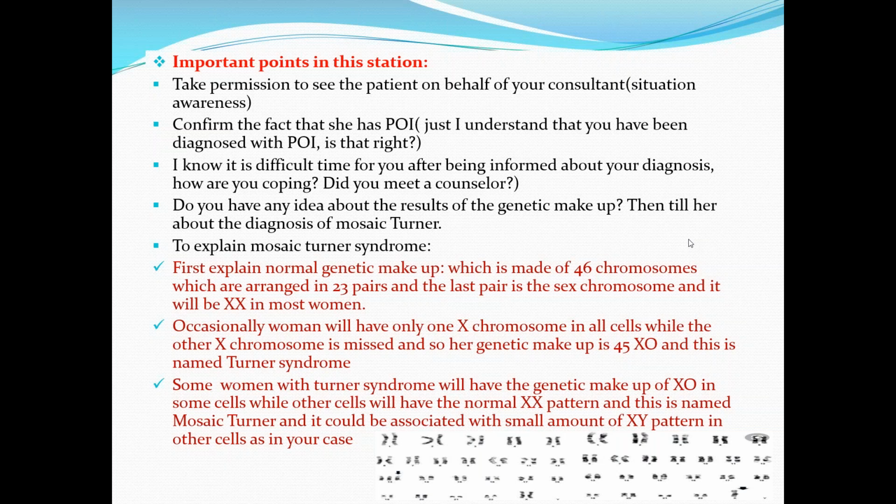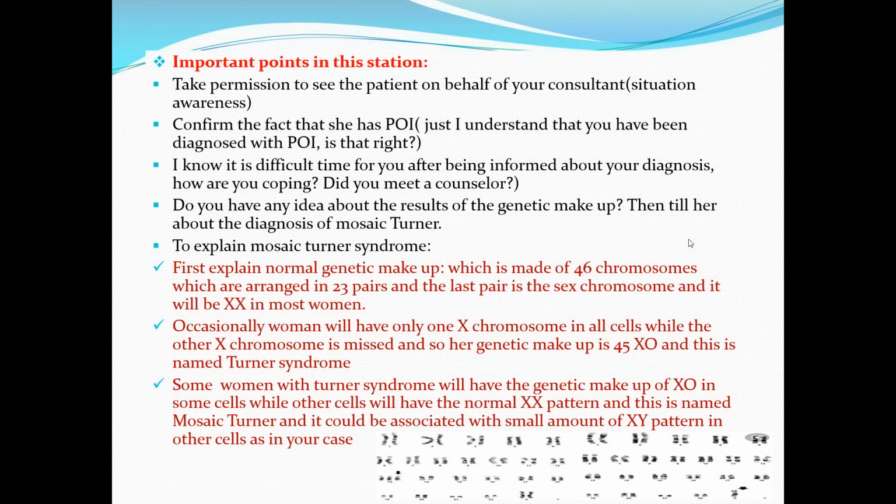So coming to the important point in this station, as I said, you need first to take the permission of the patient that you need to see her on behalf of your consultant, because it's written the consultant is away. You need to confirm that she has premature ovarian insufficiency. I just understand that you have been diagnosed with premature ovarian insufficiency. That's right. I know it's a difficult time for you after being informed about that diagnosis. How are you coping? Did you meet a counselor? Be empathetic with your patient.